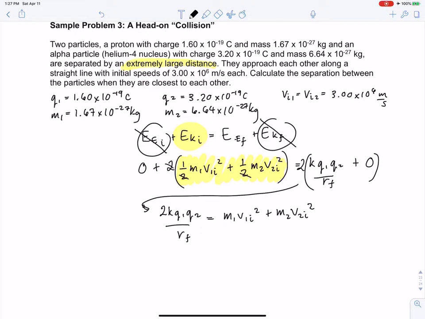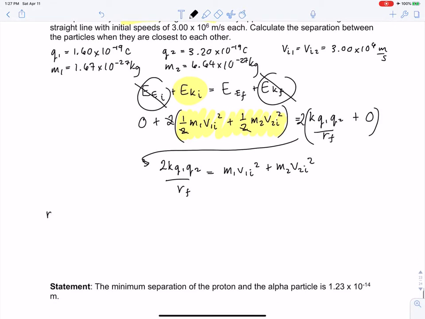Okay, now we want to solve for r final. This will test your skills of rearranging. r final is equal to 2k q1 q2 over m1 v1 initial squared plus m2 v2 initial squared. Hopefully you can see that as easily as I've shown it. We can sub and solve.